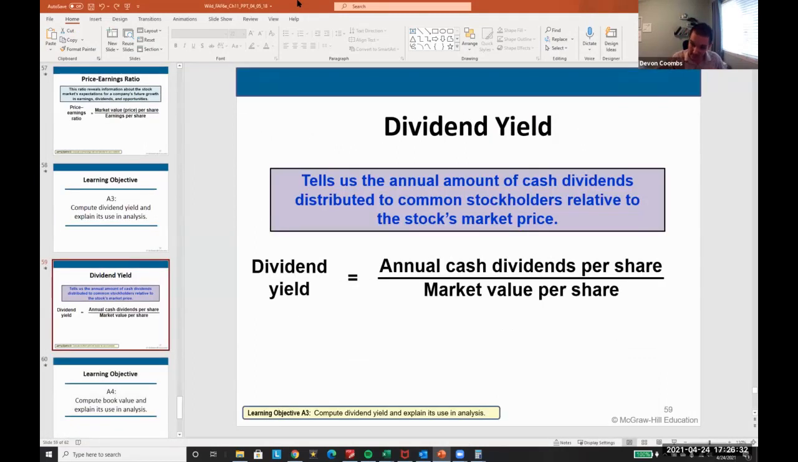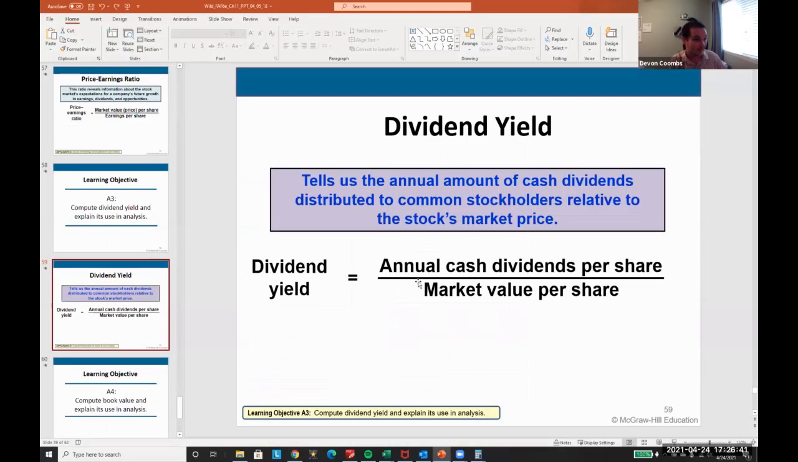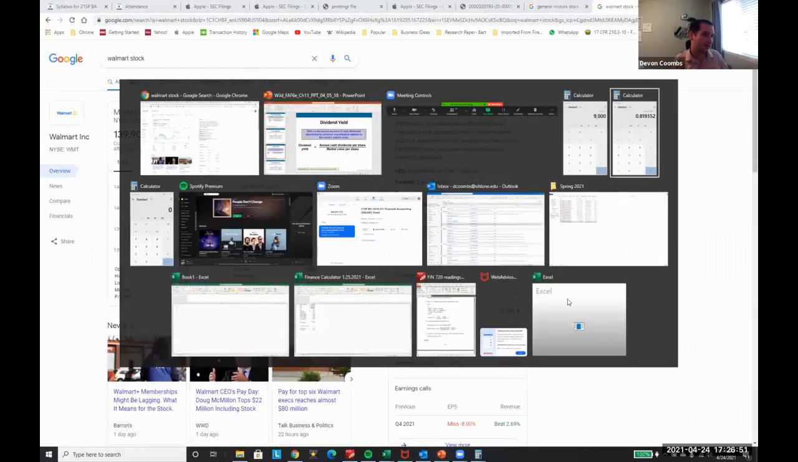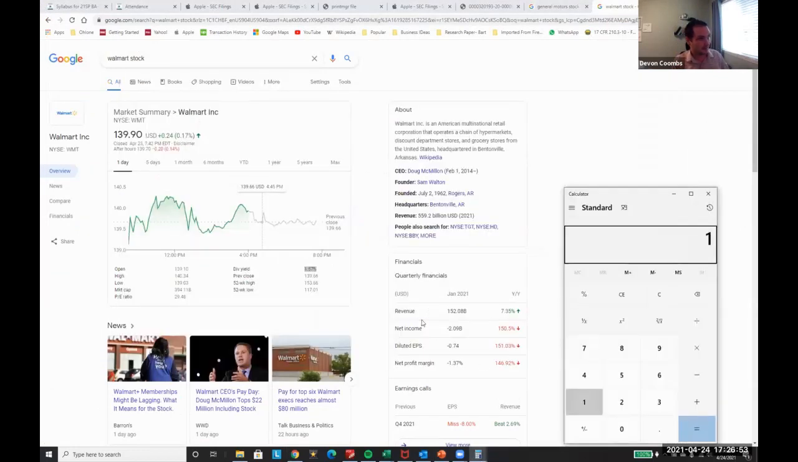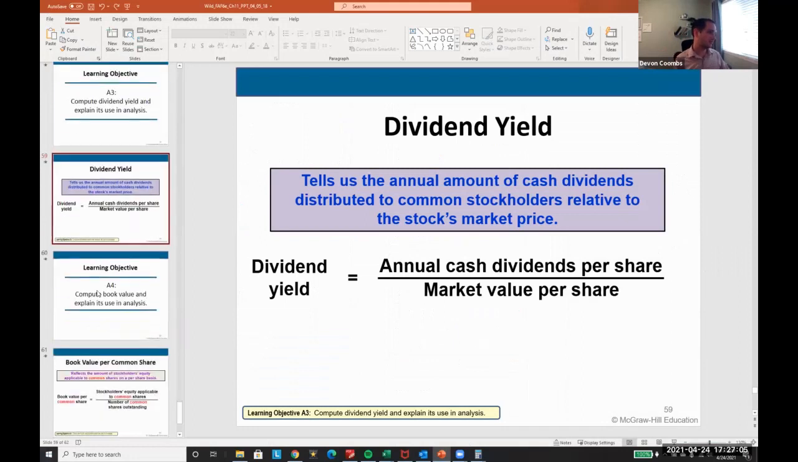Dividend yield, we looked at that earlier, right? Dividend yield is how much dividends stocks are paying. Walmart's paying a 1.57% dividend. What does that mean? Dividend yield is the annual cash dividends per share divided by the market value per share. So this will change every day as the market value changes. But for each share of Walmart you'd expect to get about $2 of dividends. So I'll ask you to calculate dividend yield.